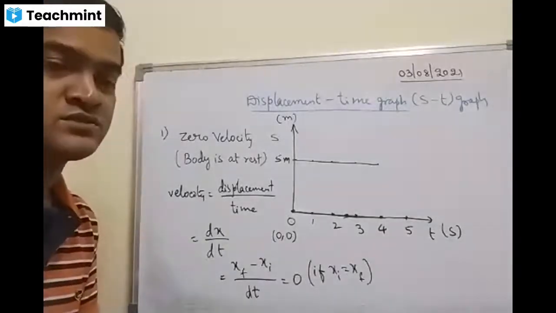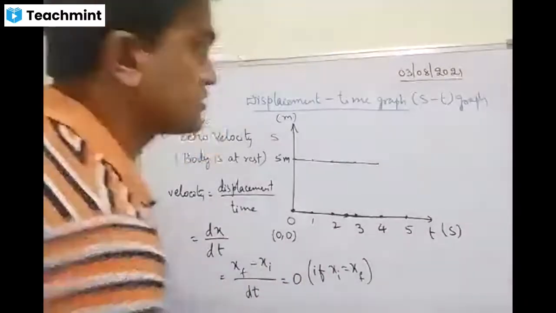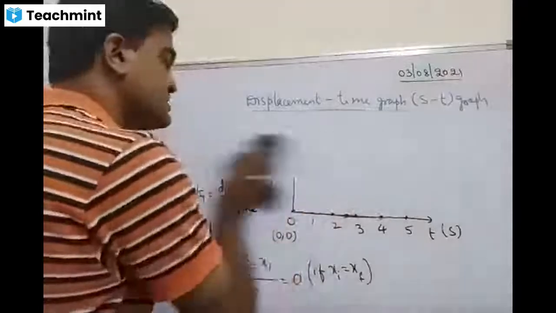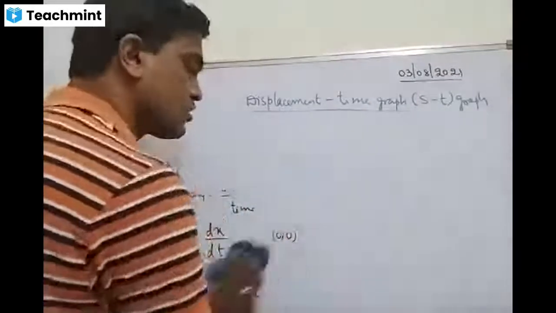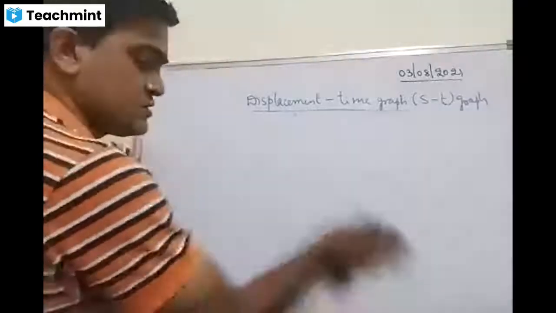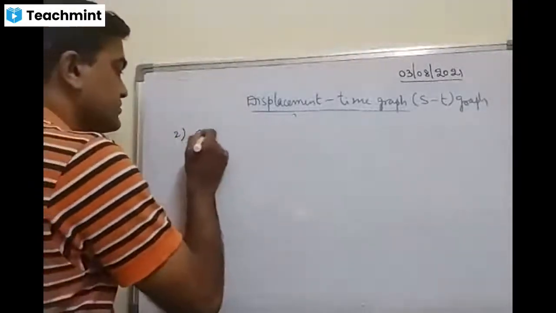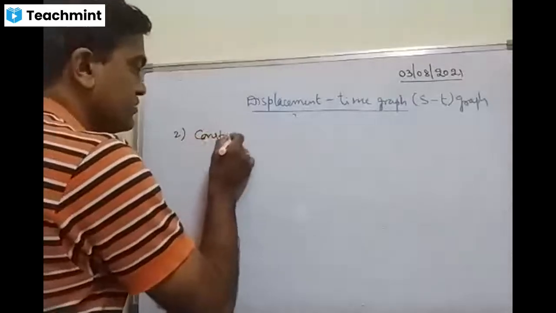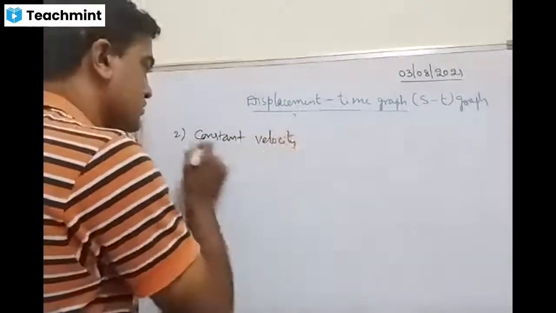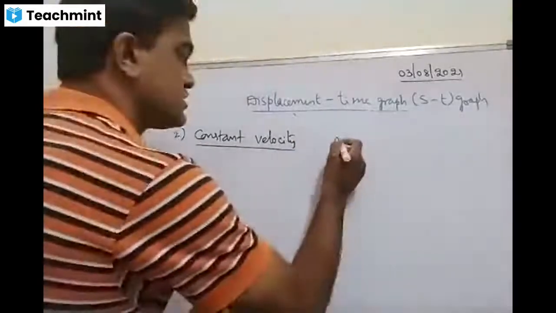Now, the second graph I will show you and wind up the class for today. It is a displacement time graph only, but the second graph is constant velocity. The second one is a straight line passing through origin. Very good. Constant velocity, so I should get the velocity as constant.